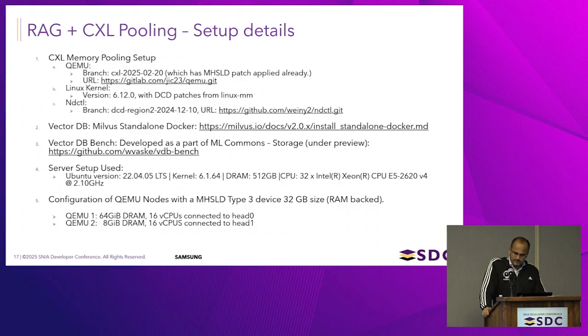And we used a Milvus vector DB, which is available as a Docker instance. And we also took the scripts from ML Commons. So the key message here is that all the support is available in the open source community. Some are merged, some are yet to be merged. But if anybody wants to experiment with CXL 3.0, all the software support patches are available in the open source community.